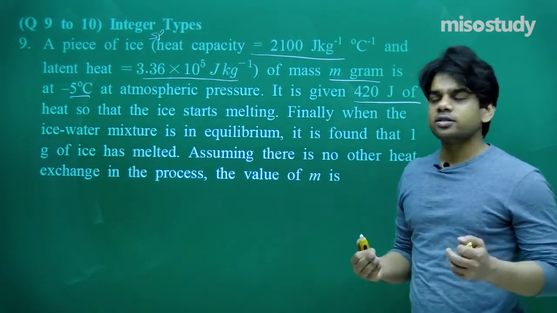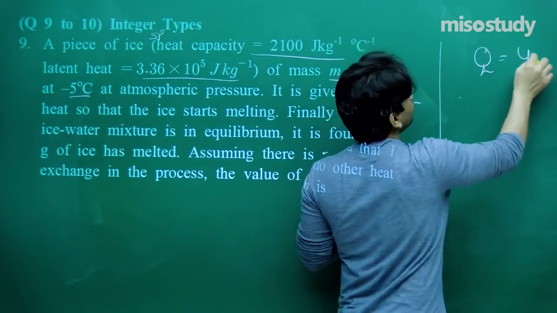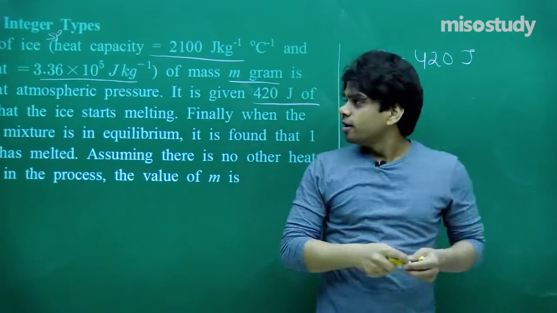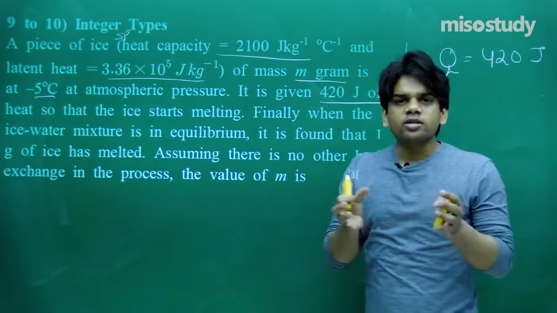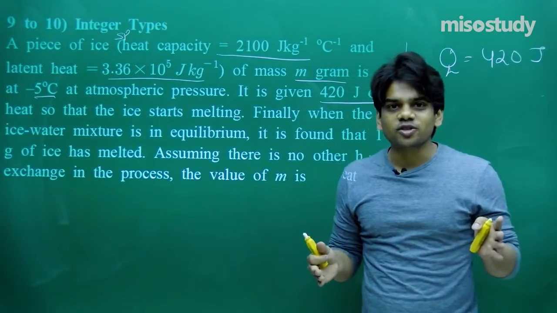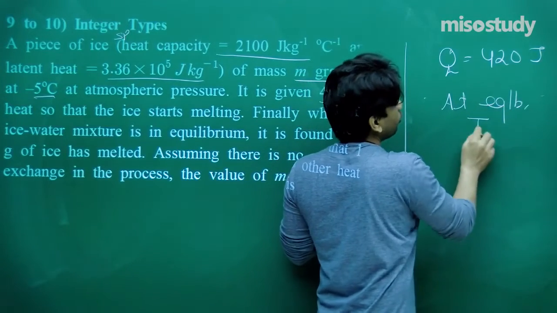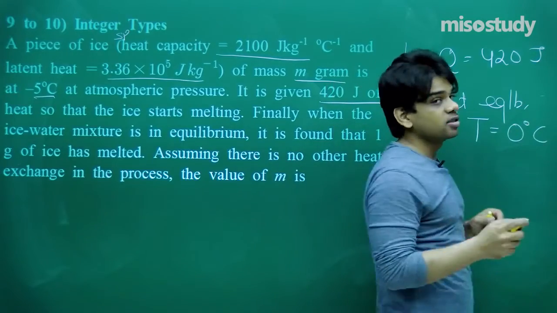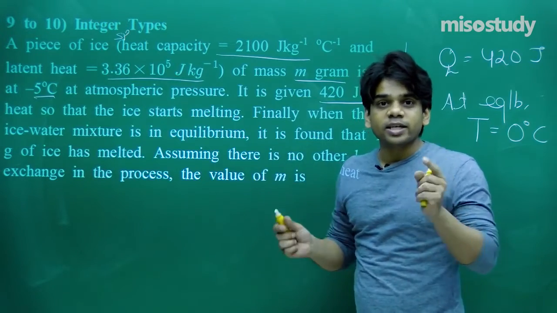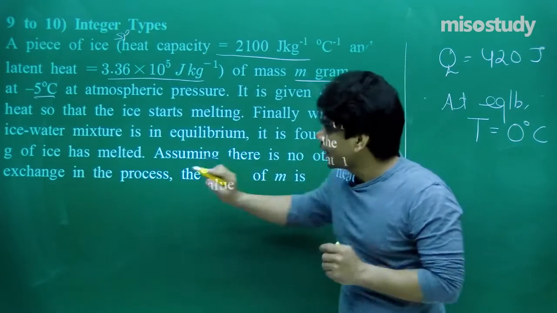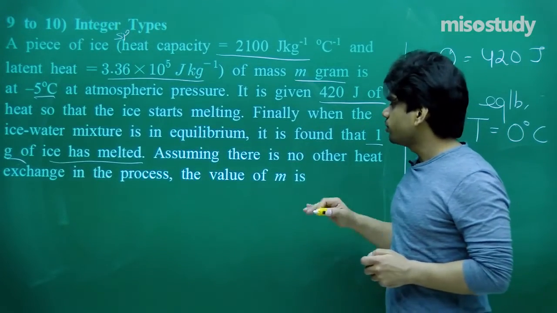So when you're giving heat energy, that means the amount of heat energy given, that is 420 joule. So Q is equal to 420 joule, that is what is given. So that the ice starts melting finally when the ice water system is in equilibrium. Now ice water system is in equilibrium, that can be only attained when the temperature is 0 degrees Celsius. So at equilibrium, the temperature will be equal to 0 degrees Celsius. That is what we can comment. It is found that 1 gram of ice has melted, that is 1 gram will be converted into water. So this data is also important. Next thing, assuming there is no other heat exchange in the process, the value of m is.